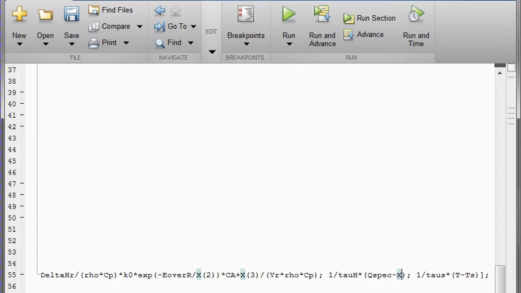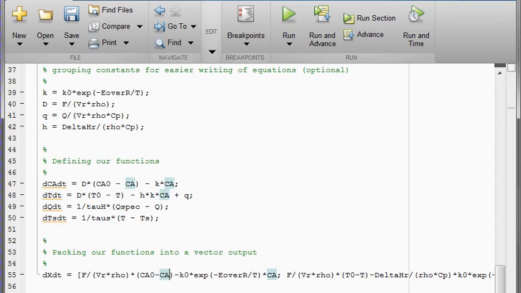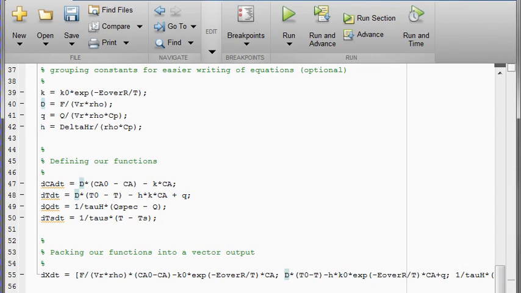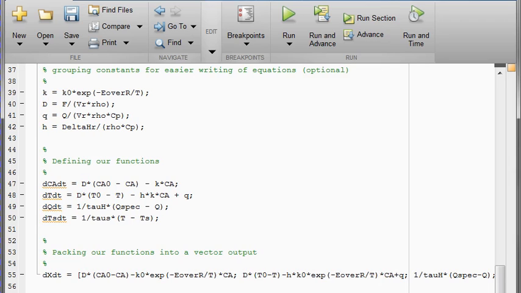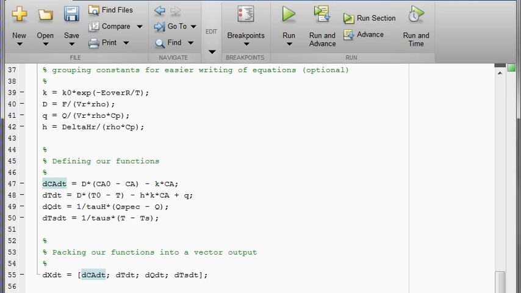All of the steps that I've suggested here, whether it's grouping your constants for easier writing of your equations, unpacking your state variables, or writing your code so that you have everything on separate lines for your four differential equations, and then repacking them back into your output variable, into your vector output, which is your derivative of your state variables. That is a much cleaner and easier code to interpret. And so I strongly advise that you would do it that way.